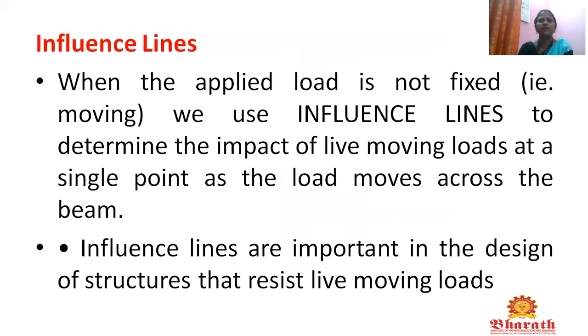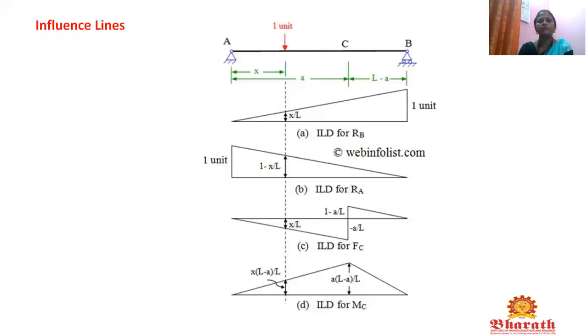Next is the influence line. It is used when an applied load is not fixed, that is, when it is moving. The influence line is used to determine the impact of live moving loads at a single point as the load moves across the beam. Influence lines are very important in designing structures to resist live moving loads. So this is a picture of an influence line diagram.